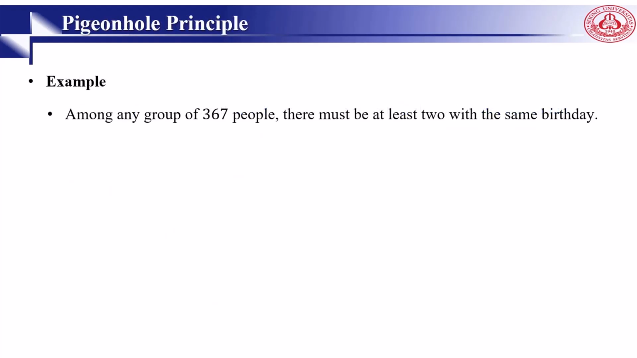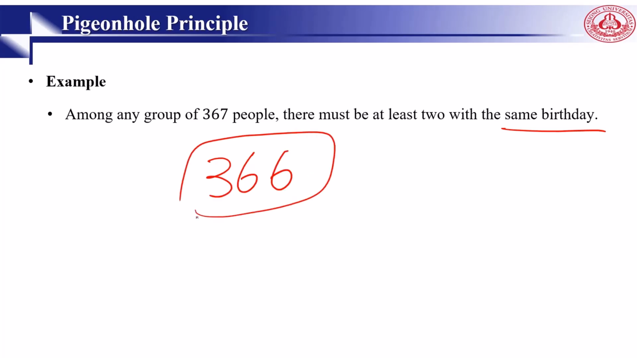Here is an example. Among any group of 367 people, there must be at least 2 people with the same birthday. Why? Because we have only 366 days at maximum. Sometimes we have 365 days. So at least 2 of them have the same birthday.